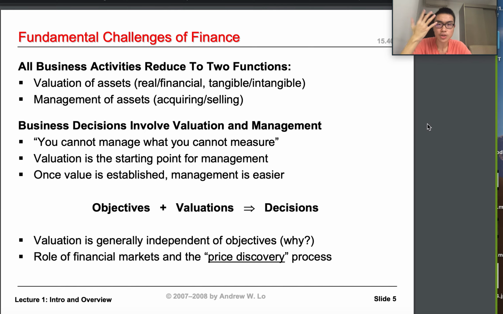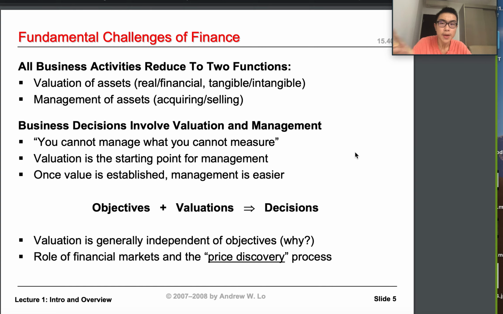You cannot manage what you cannot measure. And valuation is a starting point for management because when you do management, basically you try to allocate your resources, whether you're going to invest and go forward with this asset, or you say, oh no, I'm not going forward with this, I'm going forward with option B. Or maybe I'm doing a mixture of option A and option C. So these are the parts involved in the management aspect.